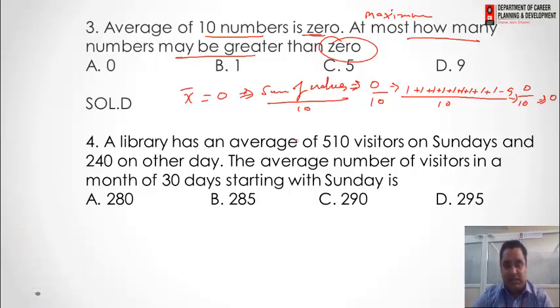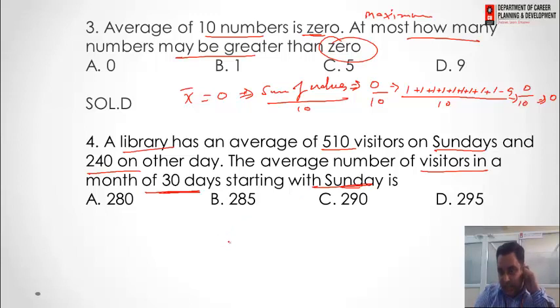The next thing we have, question number 4, is: the library has an average of 510 visitors on Sunday and 240 on another day. What is the average number of visitors in a month of 30 days that's starting with Sunday? Now in this question, first we need to know how many Sundays we have in a month.